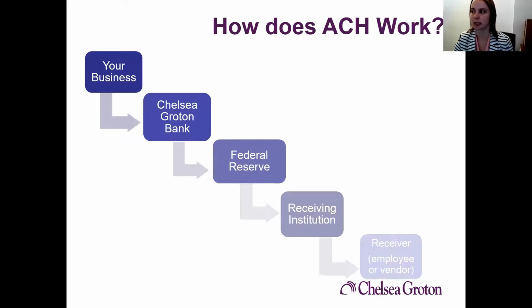So this is just in a nutshell how ACH works. So you're a business, you need to move money, you send us a file. So you move money from your business to Chelsea Groton Bank. Chelsea Groton Bank then moves that file to the Fed. The Fed will then distribute that file with that money to all the institutions where either your employees or your vendors bank. And those receiving institutions will push it to what in the ACH network is called a receiver. Basically, it's your employee if you're doing direct deposit, it's a vendor if you're paying a bill, those types of things. So it's just in a high level nutshell how ACH flows through the network.